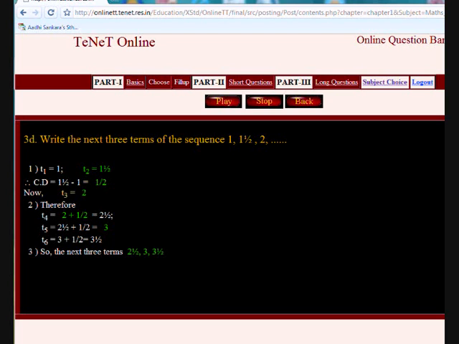The third term T3 equal to 2. Therefore the fourth term T4 equal to 2 plus half equal to 2.5. T5 equal to 2.5 plus half equal to 3. T6 equal to 3 plus half equal to 3.5. Therefore the next 3 terms are 2.5, 3, 3.5.